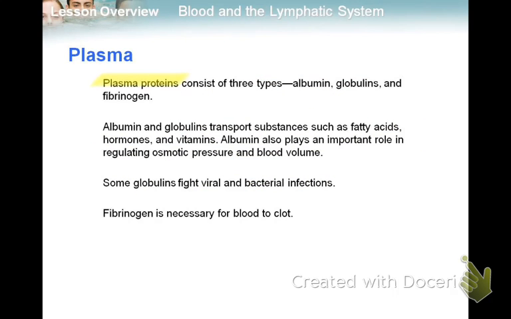There are 3 different types of plasma proteins: albumin, globulins, and fibrinogen. Albumin and globulins transport substances like fatty acids, hormones, and vitamins. Albumin helps regulate osmotic pressure, which is water pressure due to osmosis, and blood volume. Some globulins can fight viral and bacterial infections, and then fibrinogen helps form blood clots.